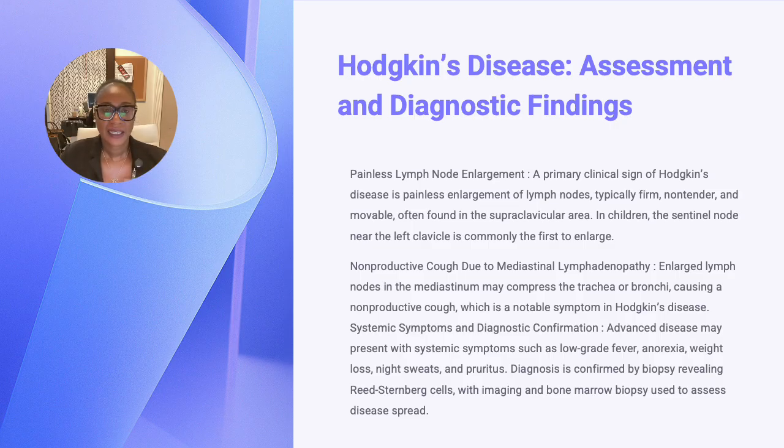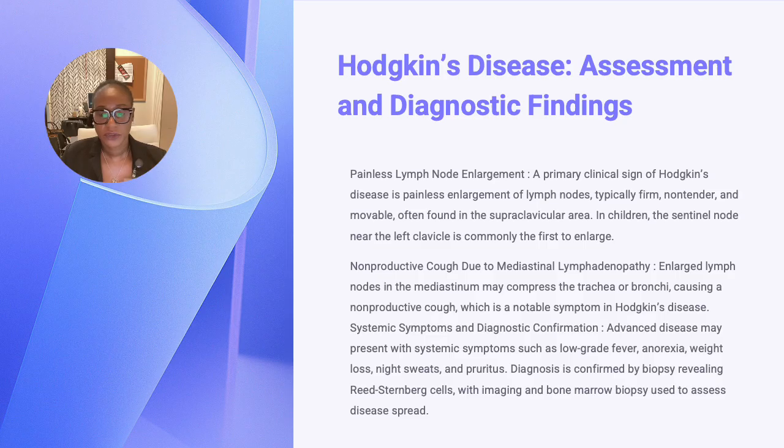So now we have the assessment of Hodgkin's disease and diagnostic findings. Of course, it's a painless enlargement of lymph nodes. Primary clinical sign of Hodgkin's disease, as I mentioned, is painless enlargement of the lymph node, typically firm, non-tender, and movable, often found in the supraclavicular area. In children, the sentinel node near the left clavicle is commonly the first to enlarge.